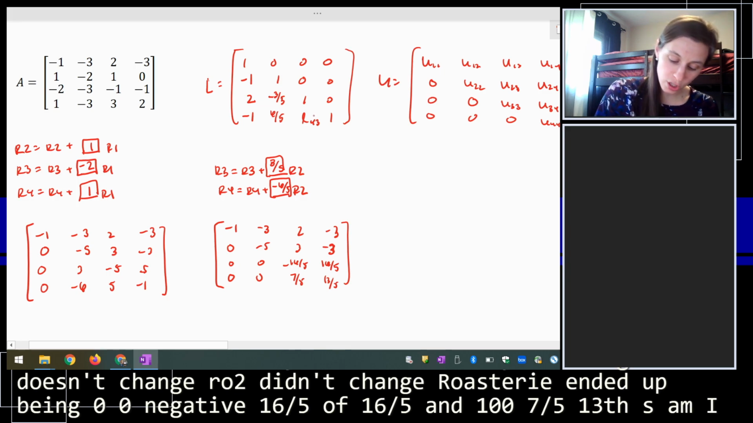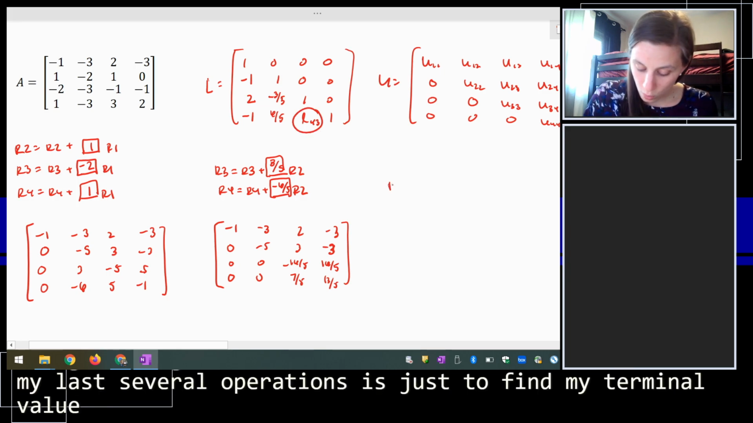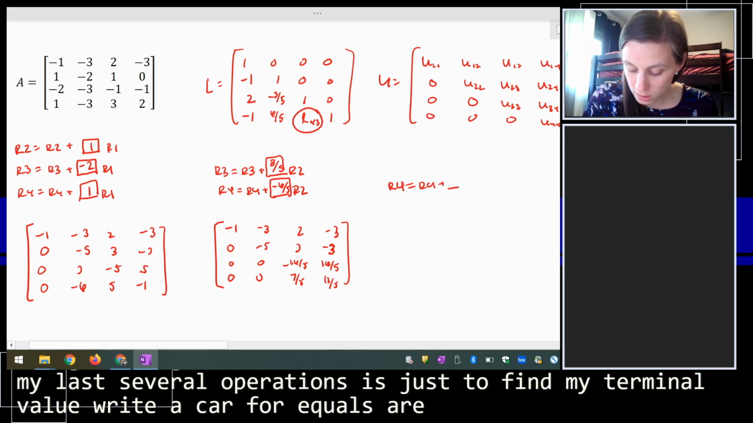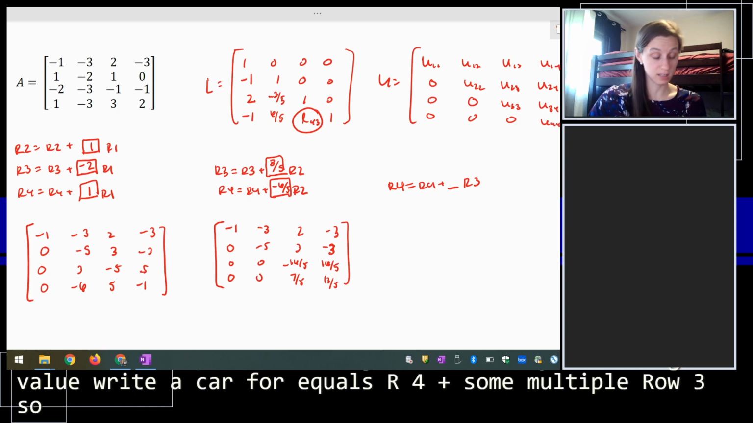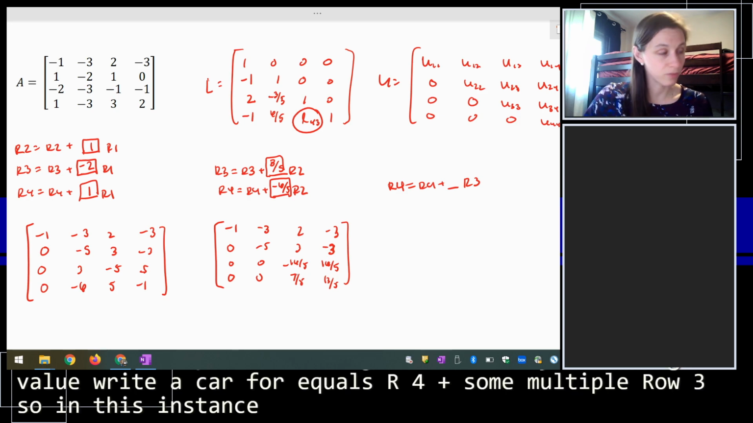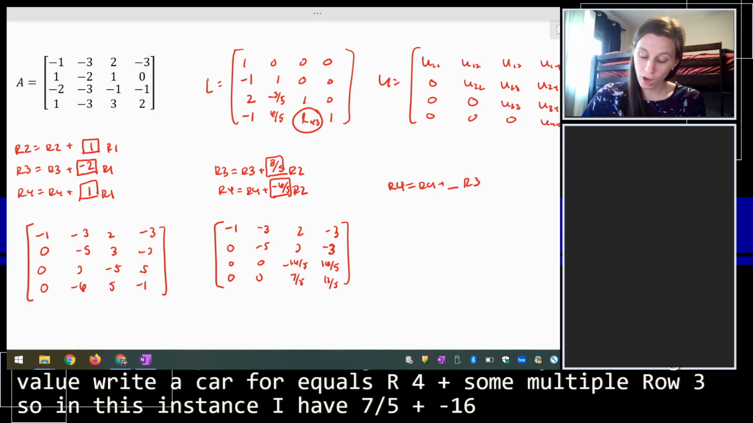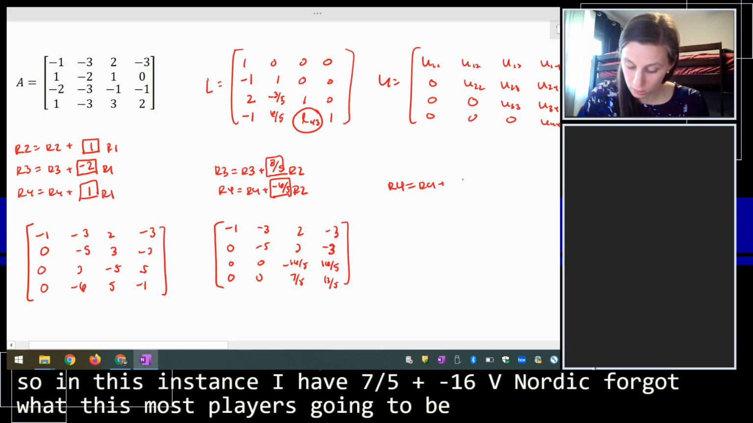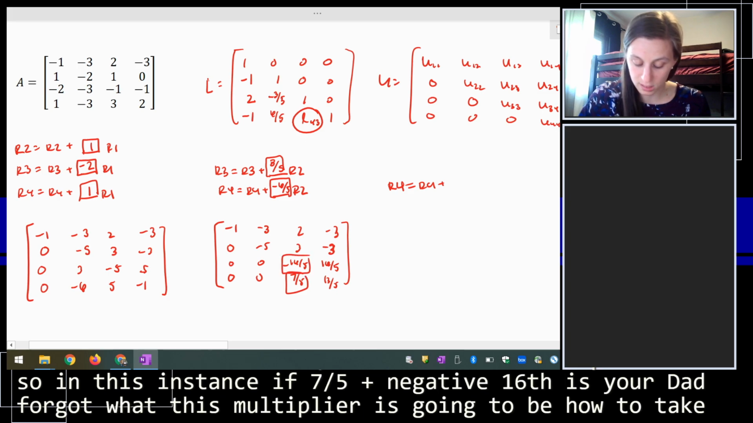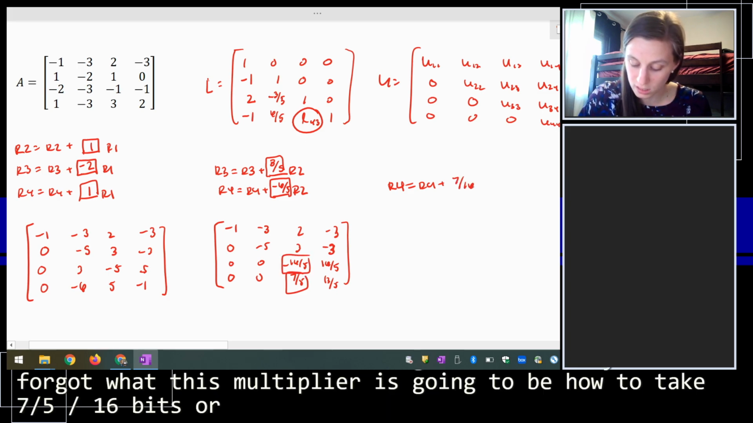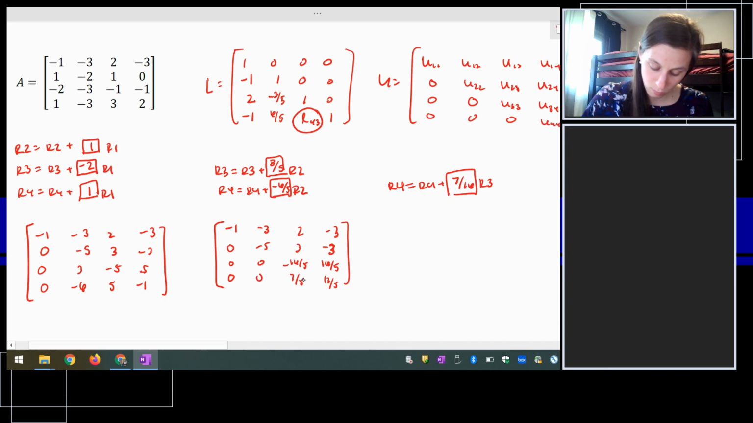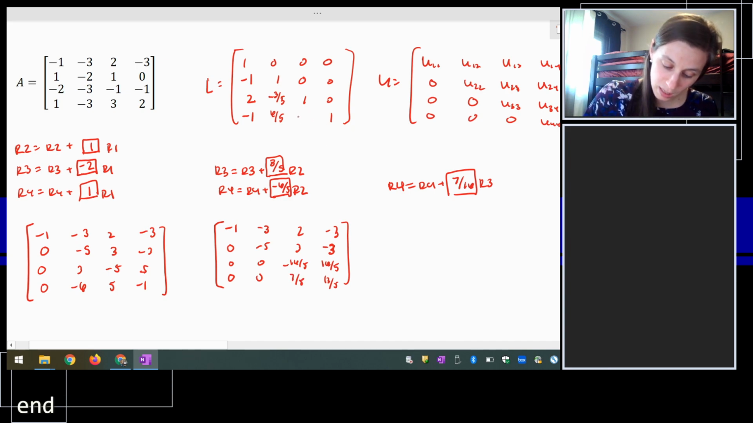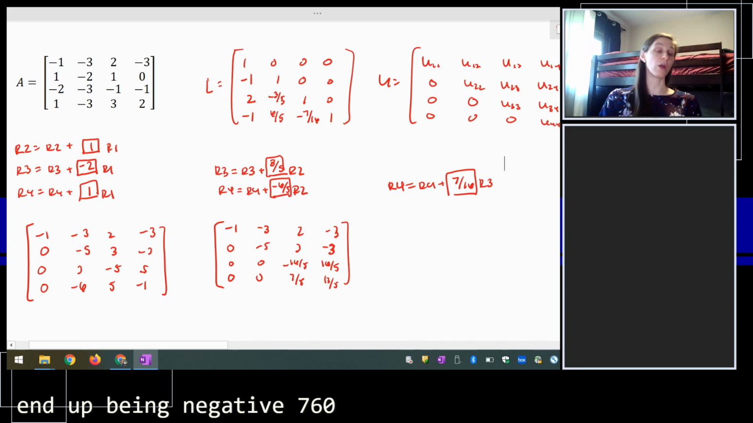And then my last set of row operations is just to find my remaining L value, where I take R4 equals R4 plus some multiple of row 3. So in this instance, I have 7/5 and -16/5. In order to figure out what this multiplier is going to be, I'm going to take 7/5 divided by 16/5, or 7/16. Which means this ends up being -7/16. There we go. L is put together.